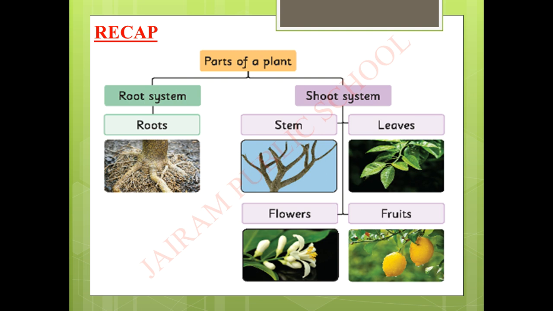Right. So we have two types of systems. They are the root system and the shoot system. The part of the plant that grows below the ground is called the root system. The part present in the root system is the roots. The part of the plant that grows above the soil is called the shoot system. The parts are stem, leaves, flowers and fruits. So these belong to the shoot system.